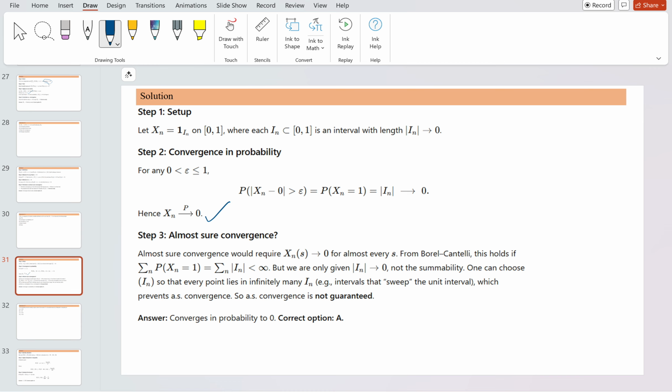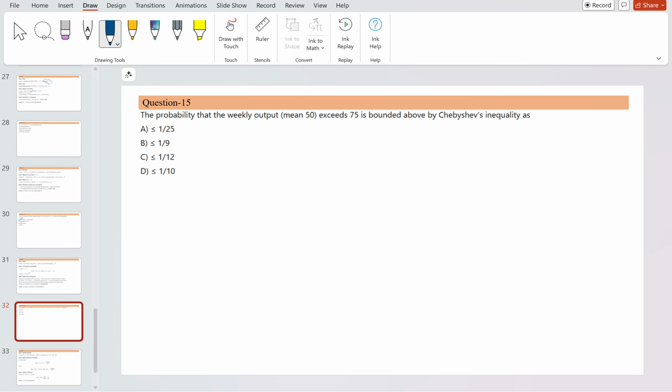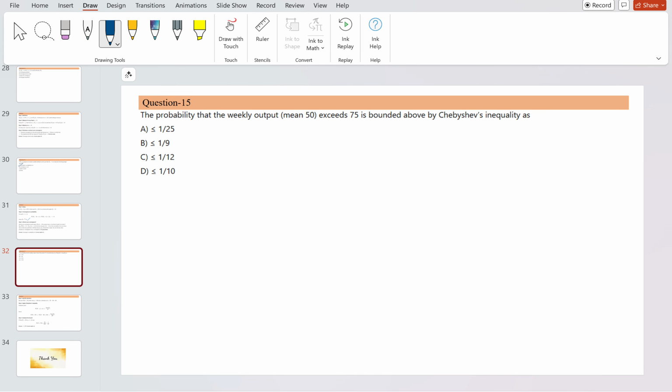From Borel-Cantelli, this would hold if the sum were finite, but we are only given that the length of In is tending to 0, not summable. One can choose In so that every point lies in infinitely many In. So the correct option will be option A. Let's move forward. This is the last problem of today's session. The probability that the weekly output, with mean mu given as 50, exceeds 75 is bounded above by the Chebyshev inequality as. Okay, try to solve this.